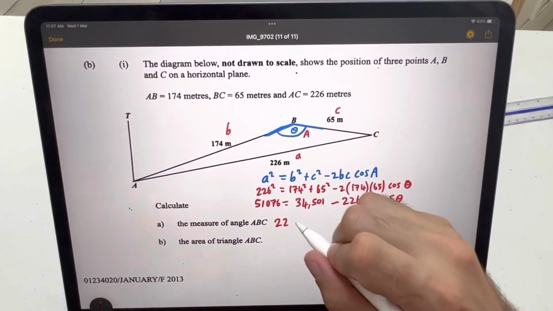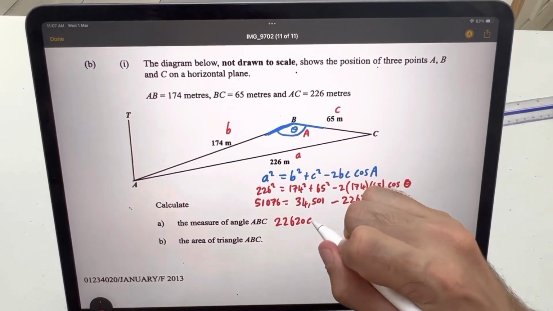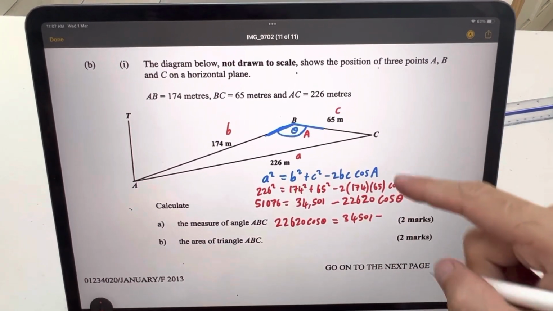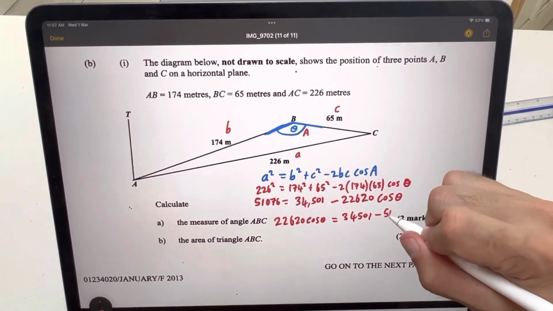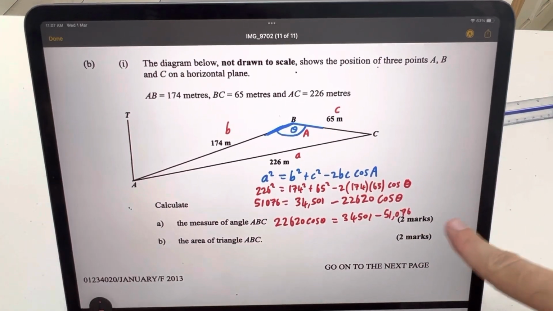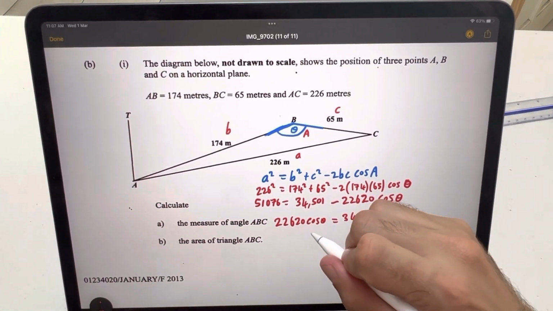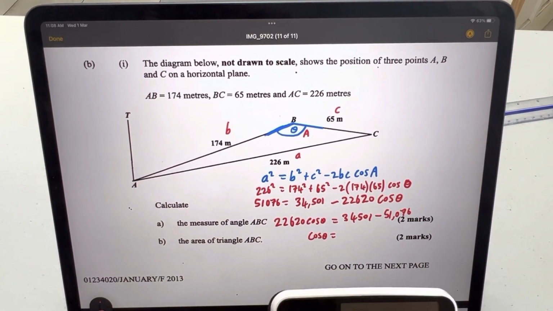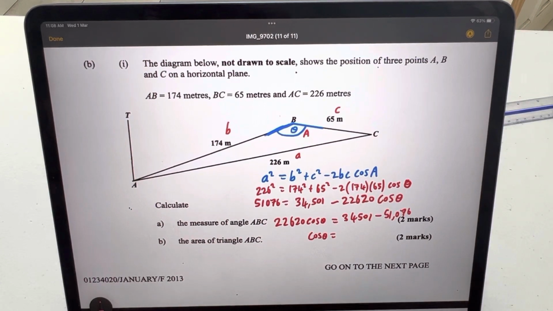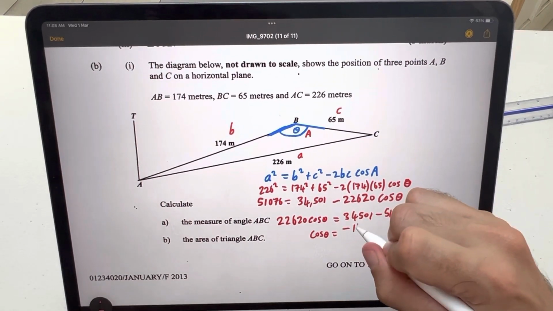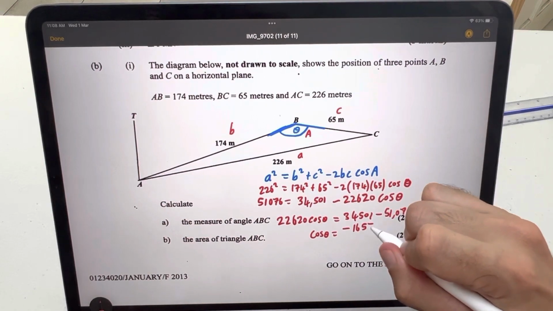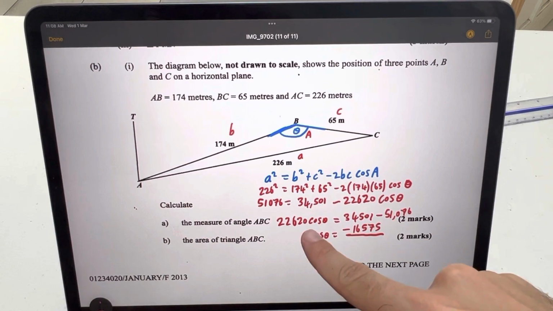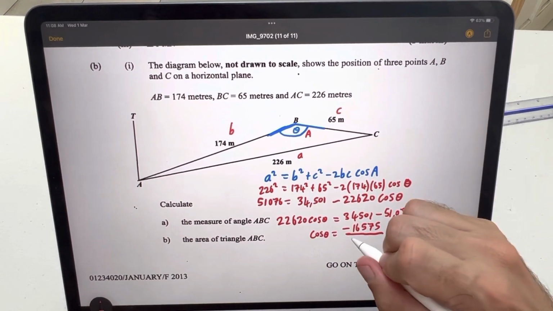So we would be adding the 22,620 cos theta, and we would be minusing the 51,076 when we bring that over. We can work this out. And we get minus 16,575. We could bring this number over. Opposite of multiplying by this would be dividing by this.